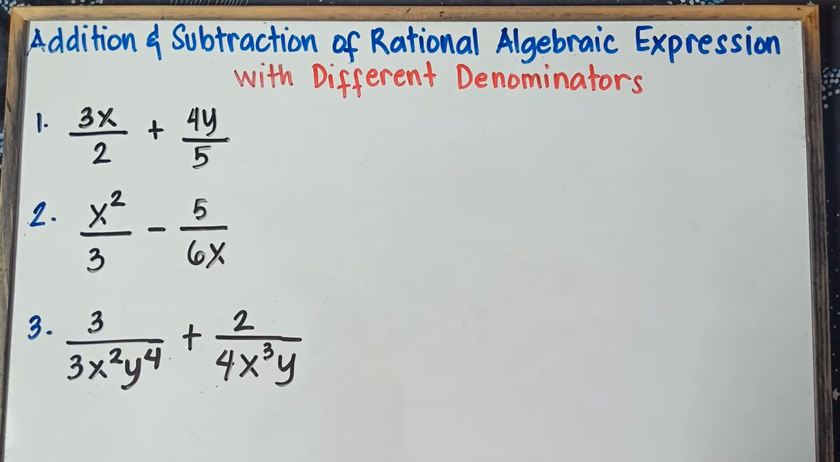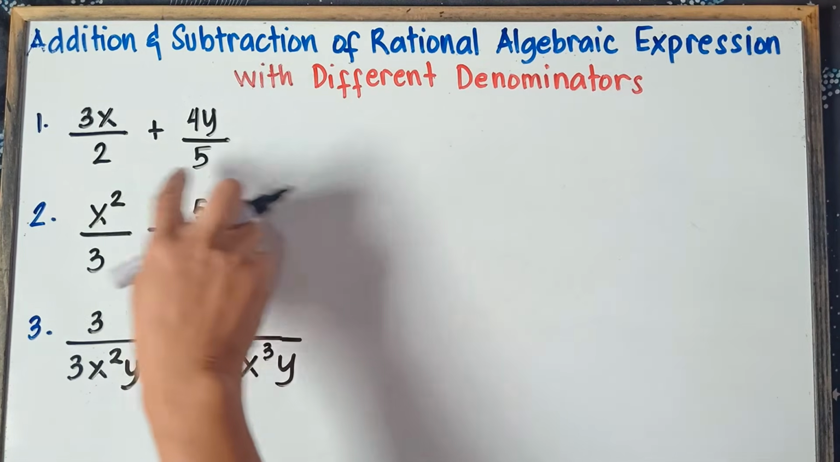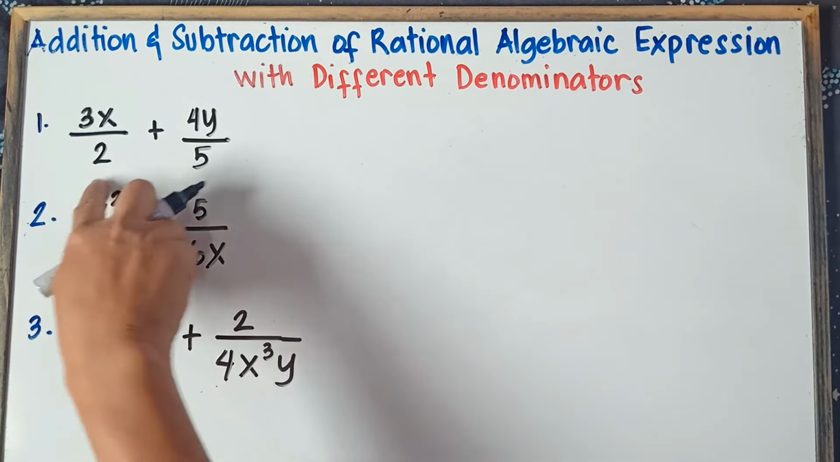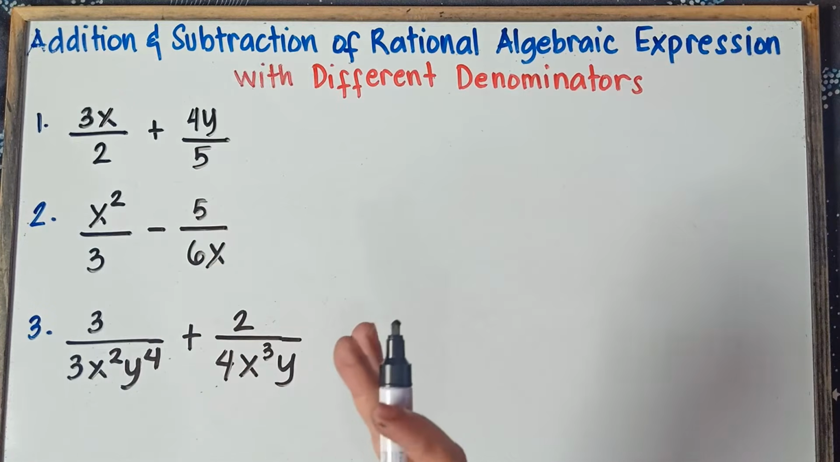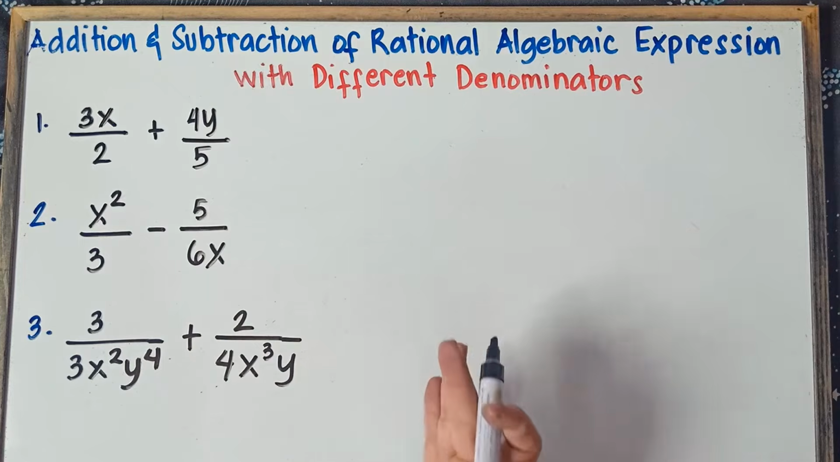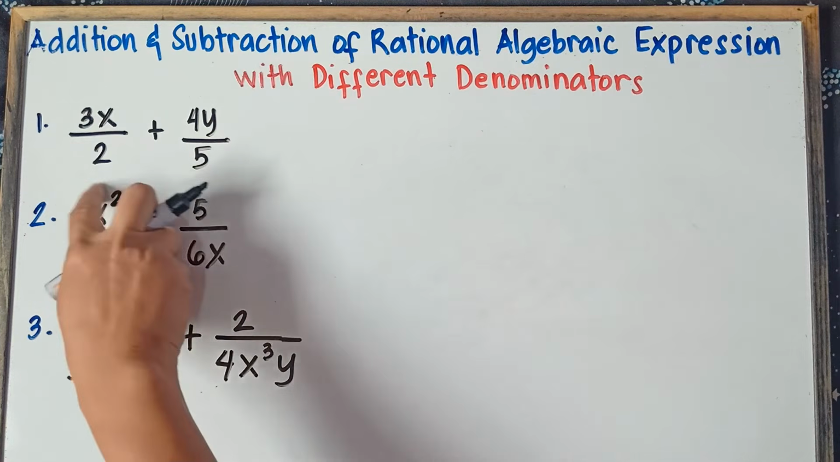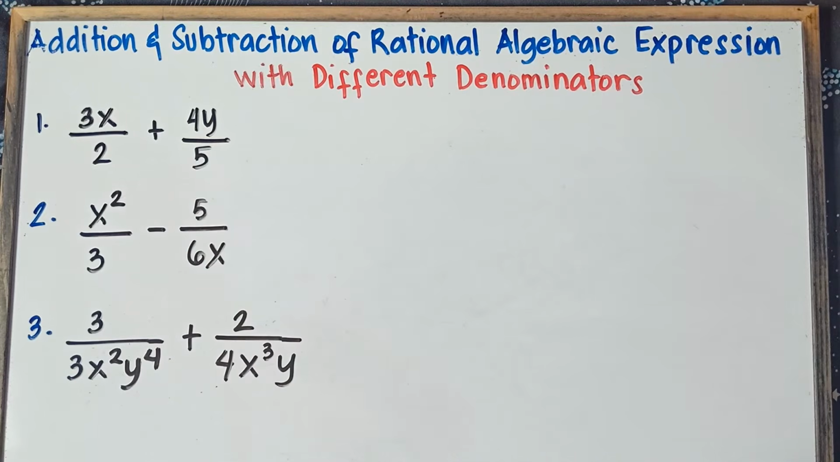Now, can we add the rational expressions directly? Nope, we can never add this directly because they don't have the same denominator. 2 is very different from 5, so we cannot add this directly. If they have the same denominators, you can simply add them. But if they don't have the same denominator, you need to find the LCD.